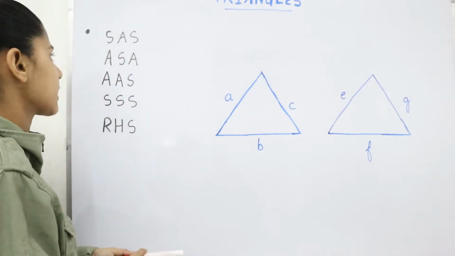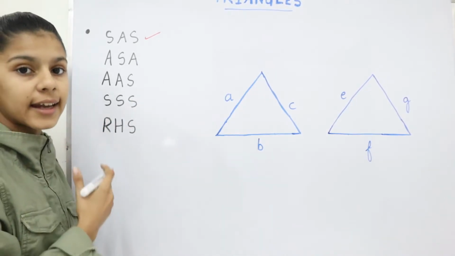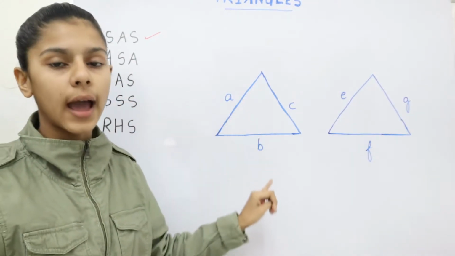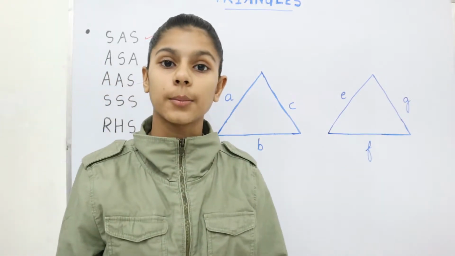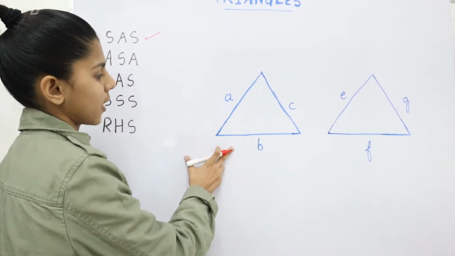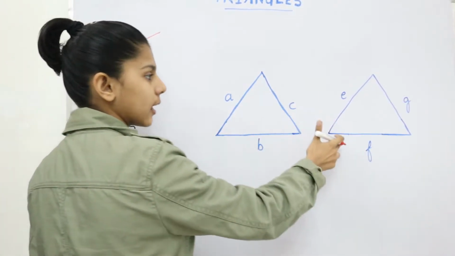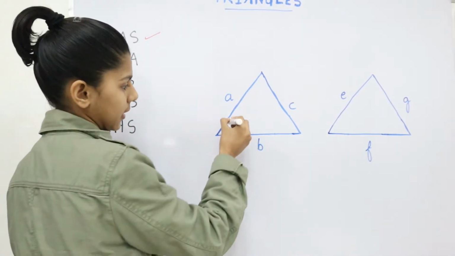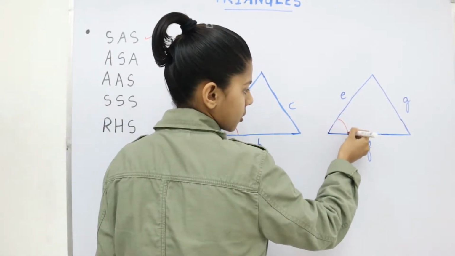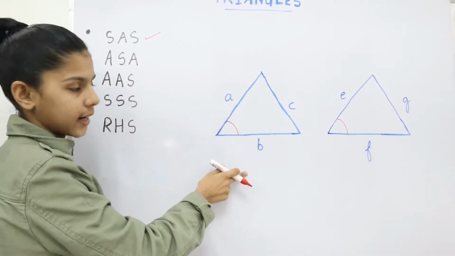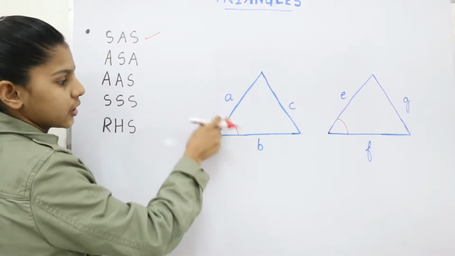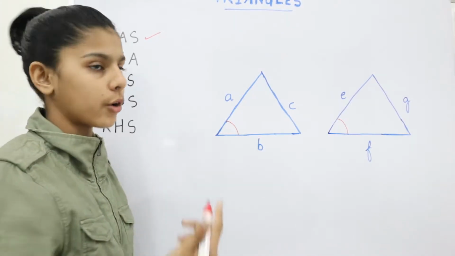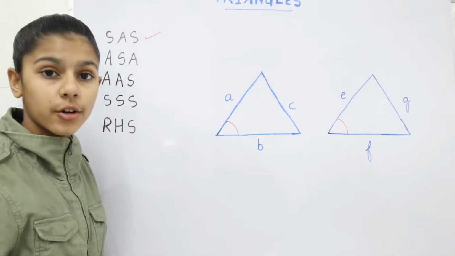The first criteria is SAS. What is the full form of this? Side, angle, side. When in two triangles, two sides and one included angle are equal, then both the triangles will be congruent. Let's say for example, in this triangle, side A and side B, and in that triangle, side E and side F, are equal in both the triangles, and one included angle, let's say this included angle. This is the only angle which is included between sides A and B, and in this triangle, E and F. So if these both sides and this included angle are equal in both the triangles, these triangles will be congruent. So this is the first criteria for the congruence of triangles.